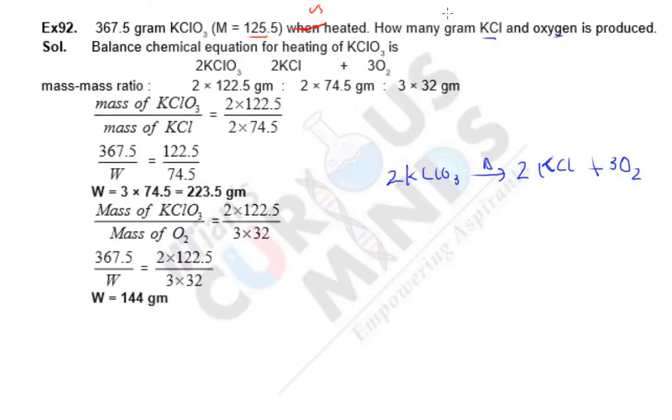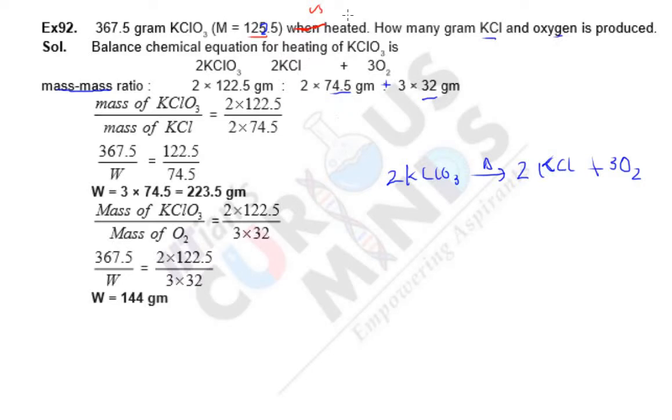Mass दिया है and यहाँ पे mass पूछा है, so we'll take the mass ratio. So you can see 2 moles of KClO3. 1 mole weighs this much, so 2 moles will weigh how much? This actually is a correction: it is 122.5, not 25.5. So 2 into 122.5 grams will give 2 into 74.5 grams, which is the molecular weight of KCl, and it will give 3 into 32, which is the molecular weight of oxygen, so 3 moles of oxygen. So this is the mass ratio.